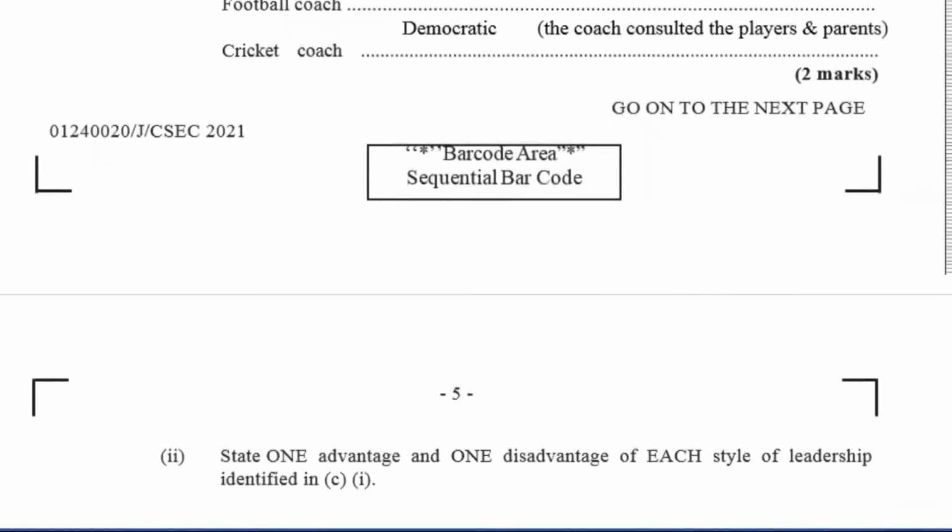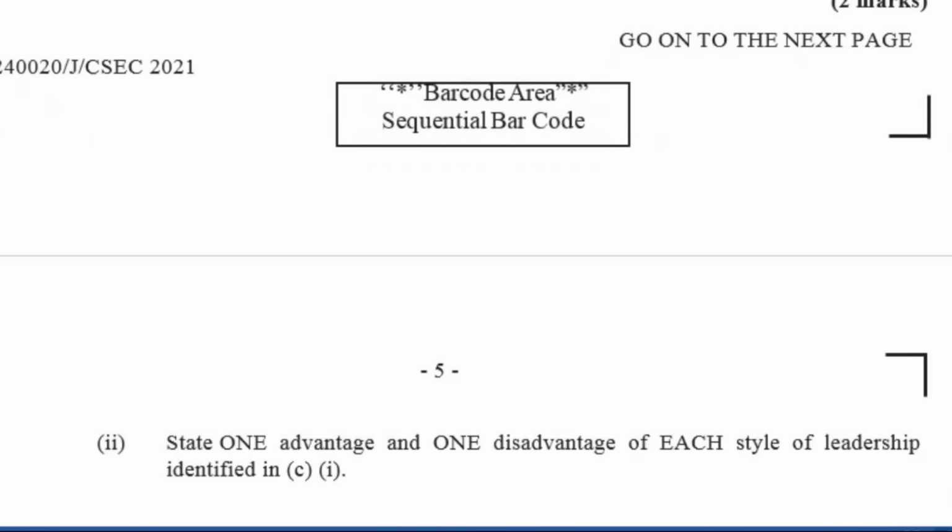All right, so let's look at this question now. State one advantage and one disadvantage of each style of leadership identified in C1. So you will be required to state one advantage and one disadvantage of the autocratic leadership style, and one advantage and one disadvantage of the democratic leadership style. Think about it for a minute and see if you can come up with an answer.